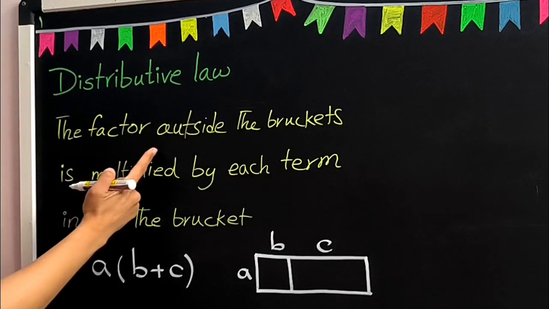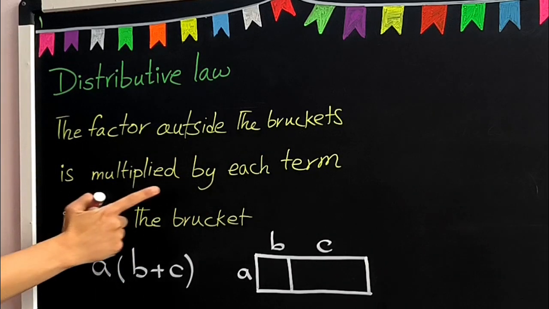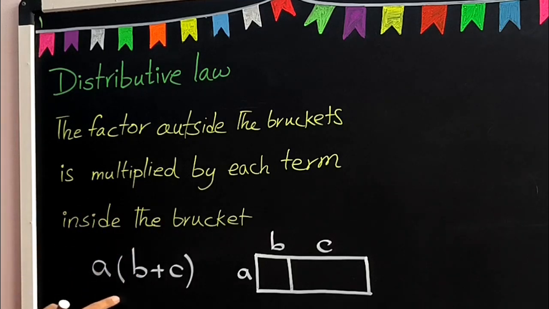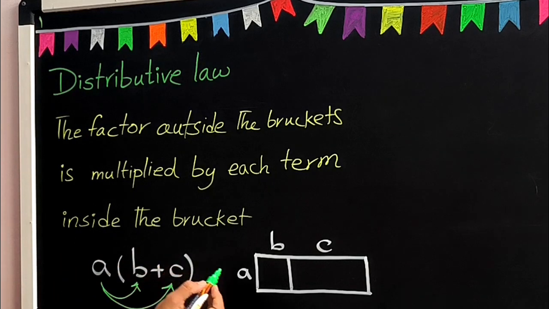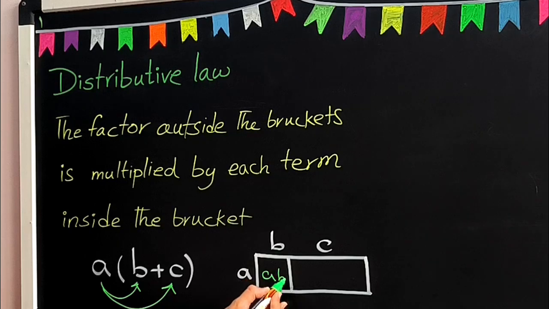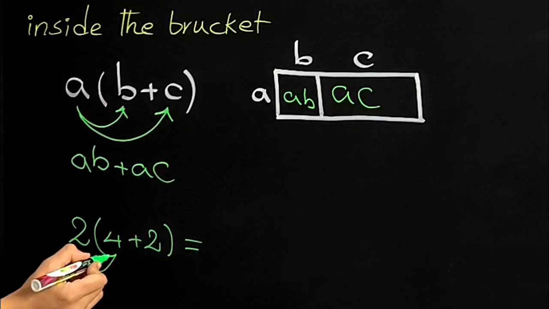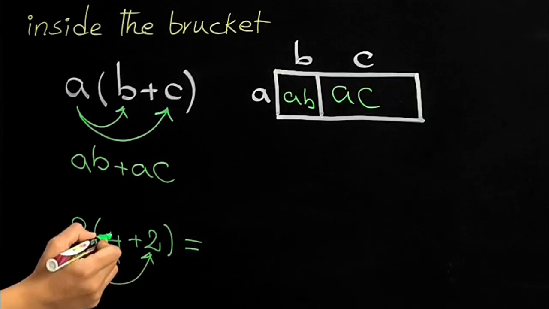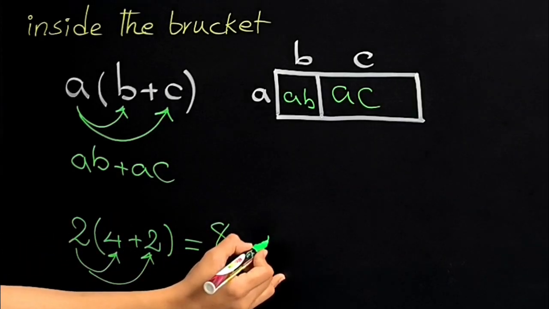Distributive law. The factor outside the brackets is multiplied by each term inside the brackets. If we have a rectangle and its length is divided into two parts, we can calculate the area of the rectangle, length times width, like this: A times (B plus C). This means A is multiplied by B first, and then by C.